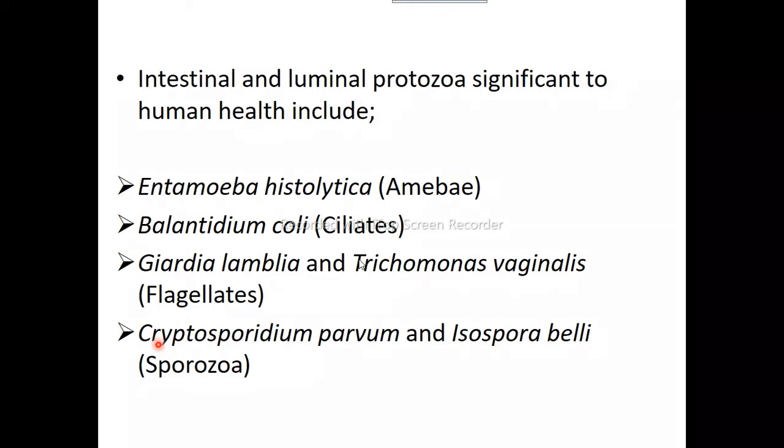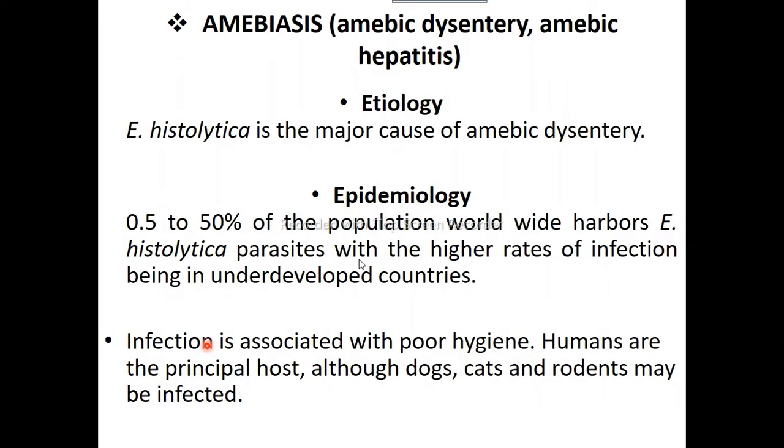We have also Cryptosporidium parvum and Isospora belli, which are apicomplexan or sporozoa. They don't have movement appendages, and they cause diarrhea, especially in HIV patients or immunocompromised individuals. Starting from amoeba, amoeba cause what we call amoebiasis.